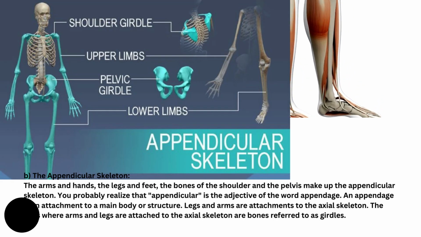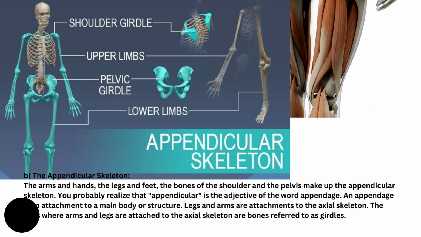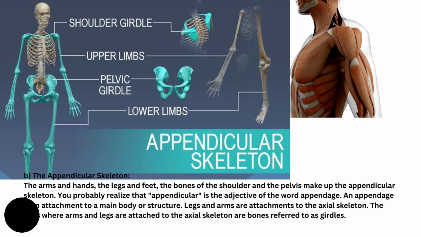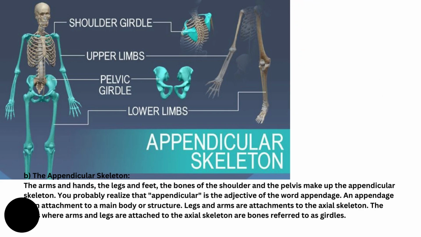The appendicular skeleton: the arms and hands, the legs and feet, the bones of the shoulder, and the pelvis make up the appendicular skeleton. You probably realize that appendicular is the adjective of the word appendage. So guys, this is the review.